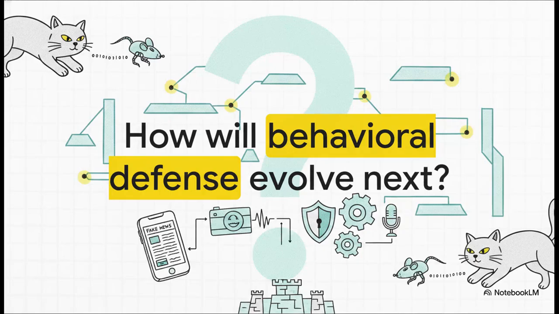Which leaves us with one final and honestly pretty provocative question. Because this cat-and-mouse game, it never stops. As generative AI makes faking text, faking images, and very soon perfectly faking basic human behavior cheaper than ever, how are these behavioral defense systems going to adapt next? The architecture we've explored today is incredibly powerful, no doubt, but the line between human and bot is getting blurrier by the minute.